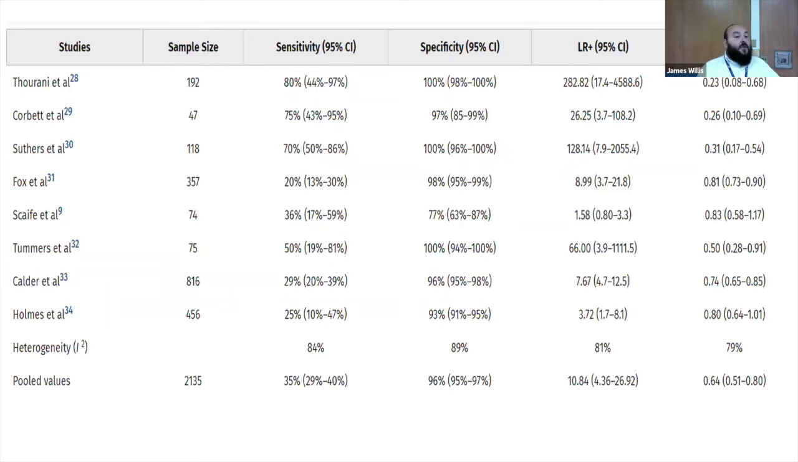In short, this is really what they found with the sensitivities and specificities of all those different studies. When they pooled the sensitivities, they found only a 35% sensitivity, specificity of 96%, positive likelihood ratio 10.84, and a negative likelihood ratio of 0.64. The data is very significantly different than all the studies with the adult eFAST. The conclusion of the study was that a positive FAST makes intra-abdominal injury likely. A negative FAST alone cannot preclude further diagnostic workup.